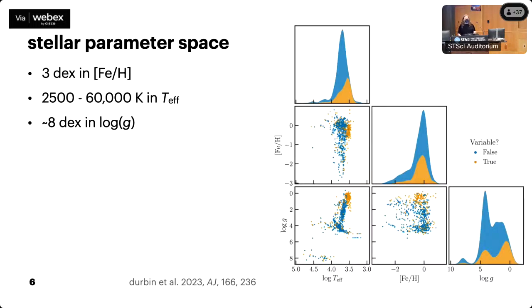This is just showing the stellar parameter space that we cover with the sample. It's about 3 dex in metallicity from -2.5 to 0.5, although I wasn't able to gather specific abundance information for most of these. And we have effective temperatures from about 2,500 to 60,000 Kelvin. And we range about 8 dex in surface gravity. So there's just like a lot of stars here.